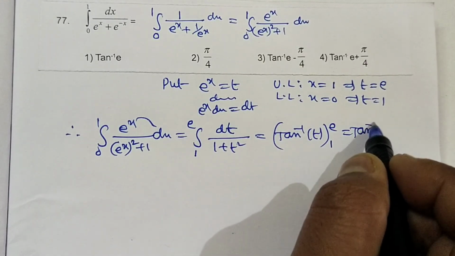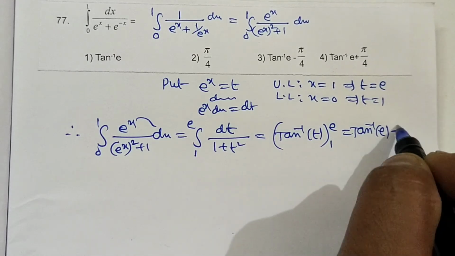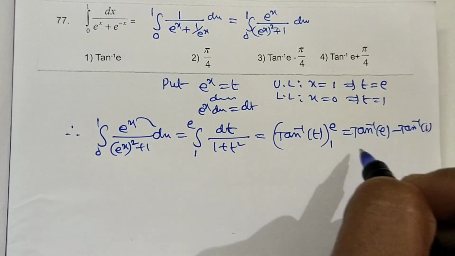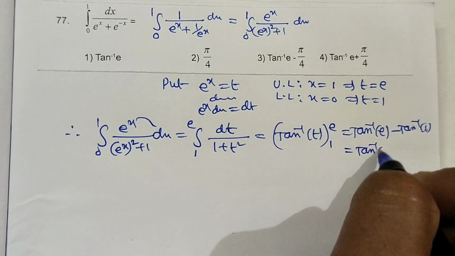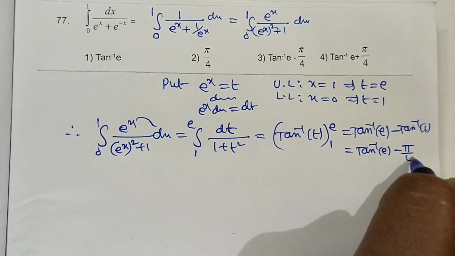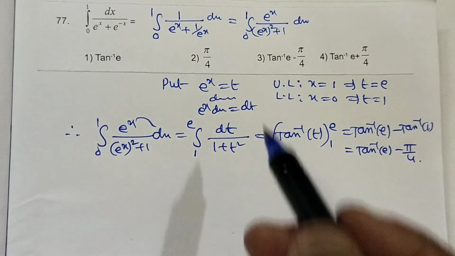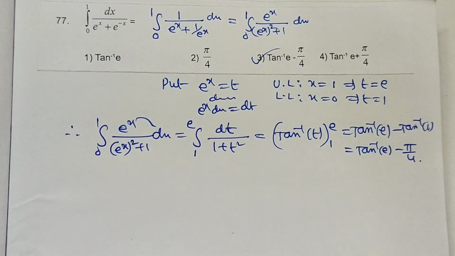So tan inverse of e minus tan inverse of 1. So tan inverse of e minus tan inverse of 1 is pi by 4. So tan inverse of e minus pi by 4, which is there in the third option.